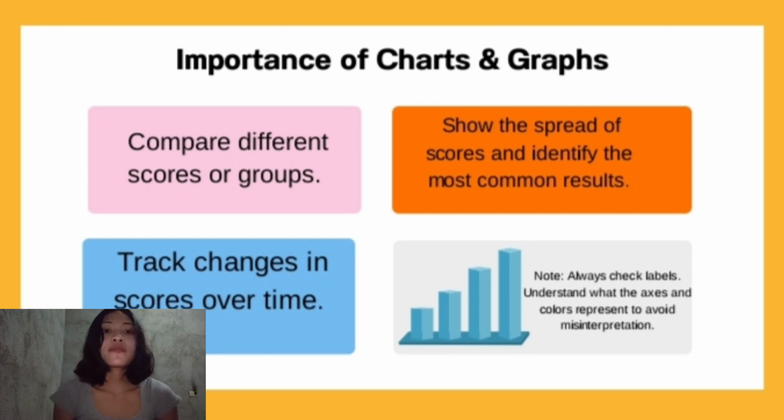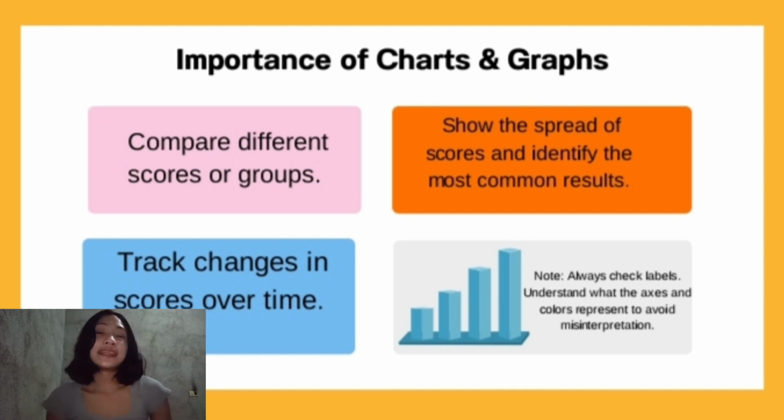Imagine you have the average test scores for three different classes: Class A, Class B, and lastly Class C. Without a chart, Class A would just be 85, Class B is 72, and Class C is 91. With a chart, you would immediately see that Class C has the highest score and Class B has the lowest. Number two, show the spread of scores and identify the most common results. We need to know more than just the average. We need to see how spread out the scores are. Are most people around the average, or are there many very high and very low scores?